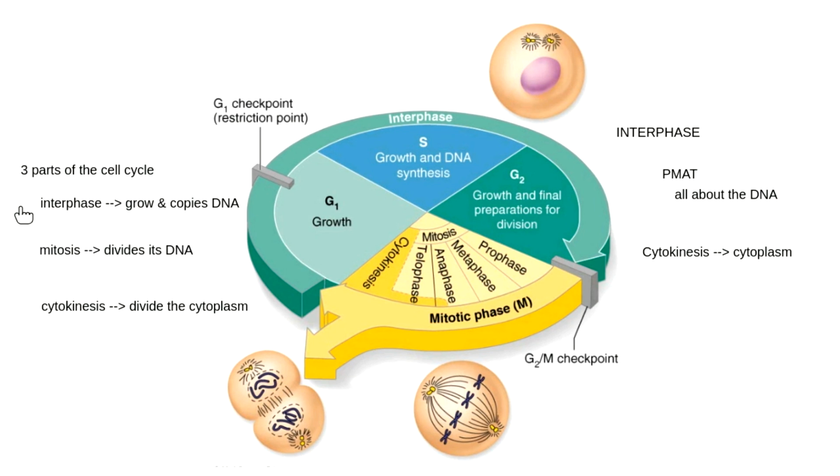This would be what I call an underline, highlight, star idea. This is important. So knowing that first a cell grows and copies its genetic information, then it divides that genetic information, and it divides up its soupy stuff and its organelles. That's the 3 phases, or the 3 parts of a cell's life cycle.